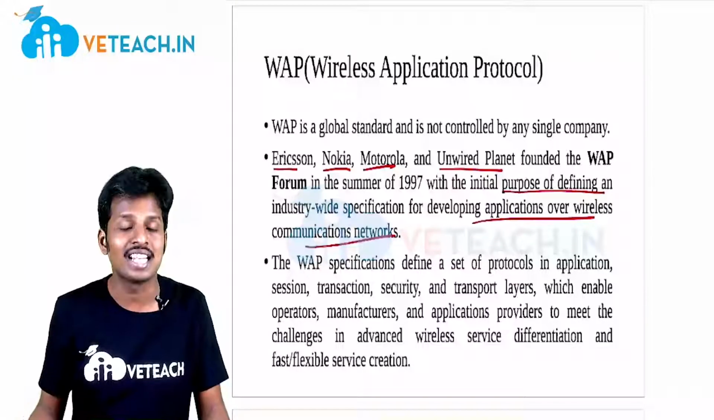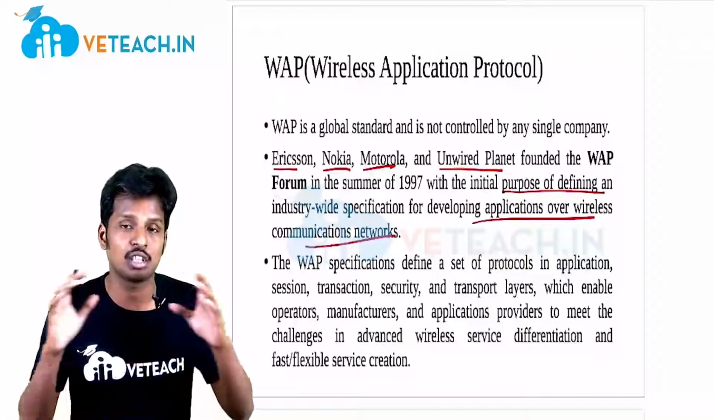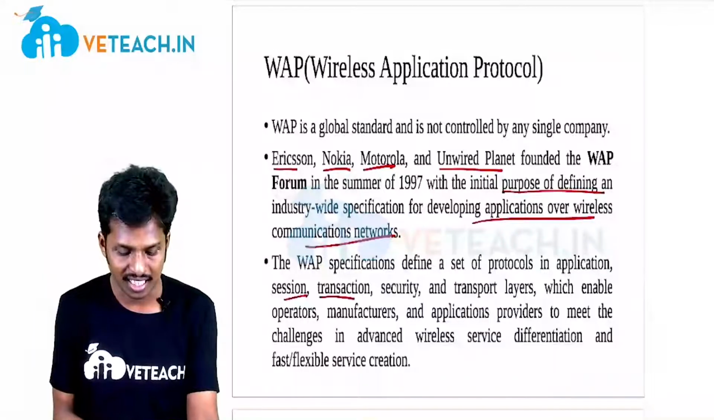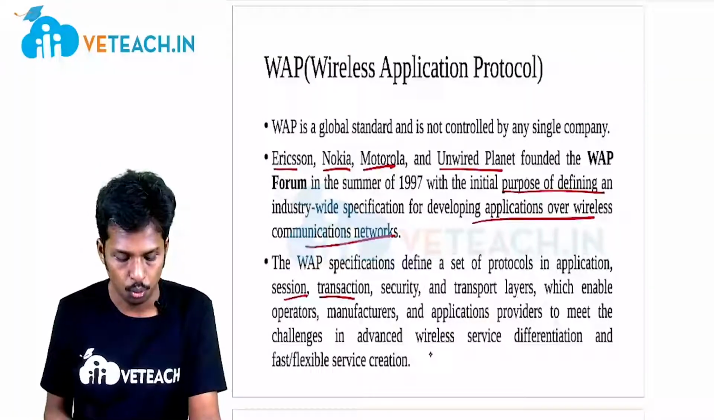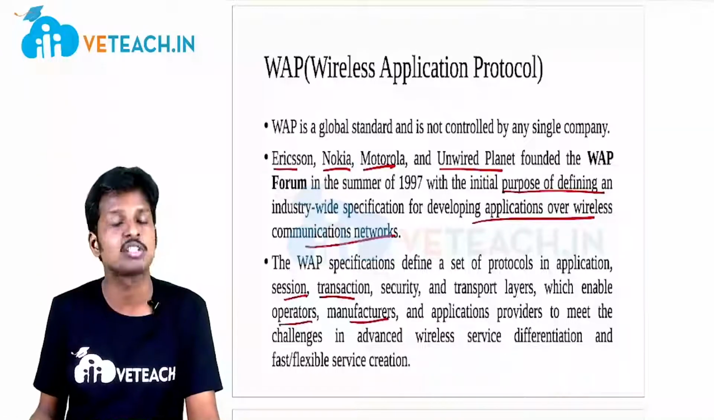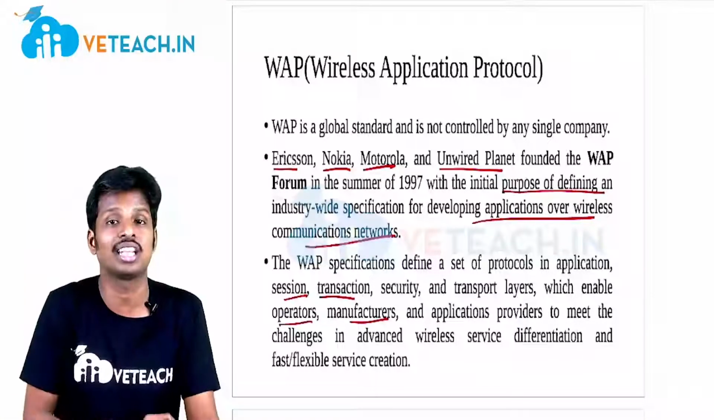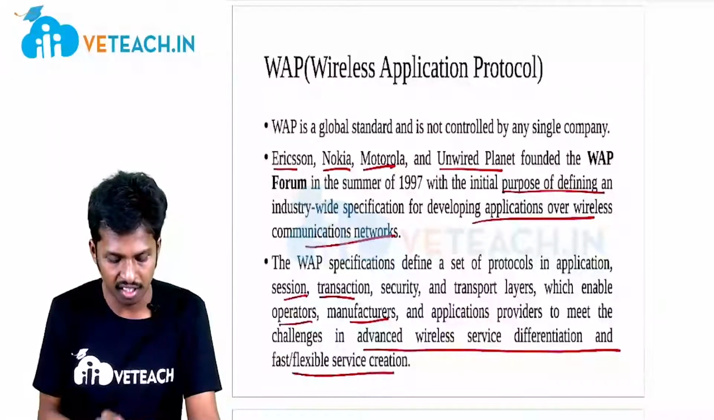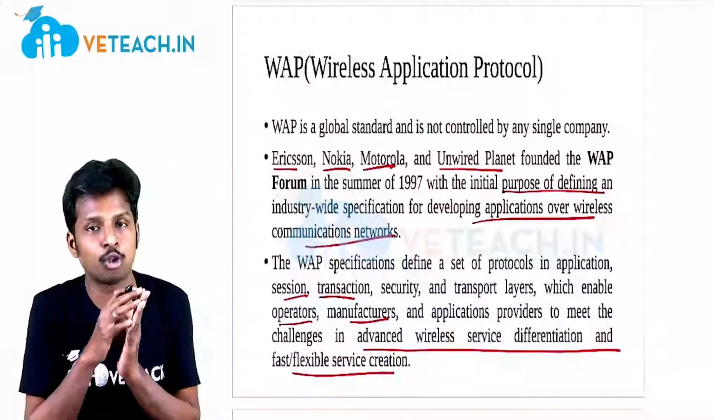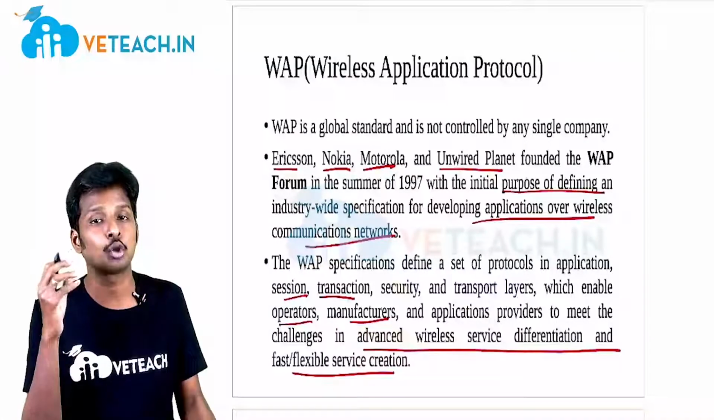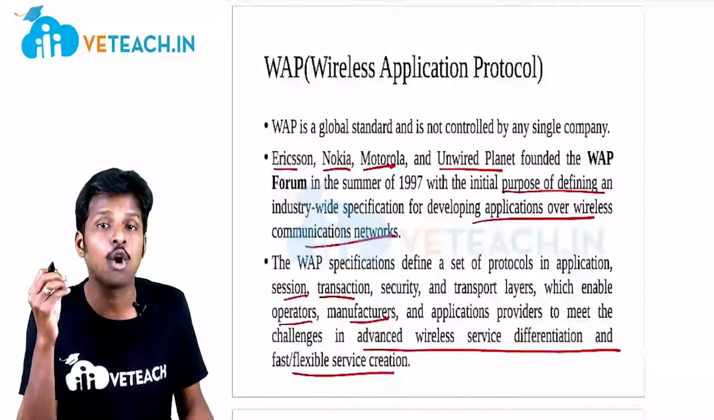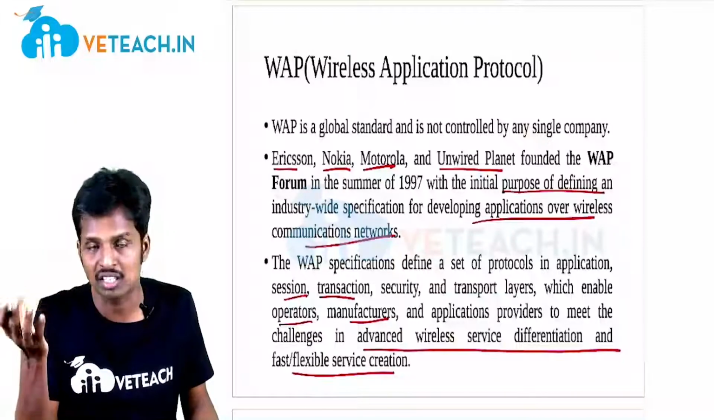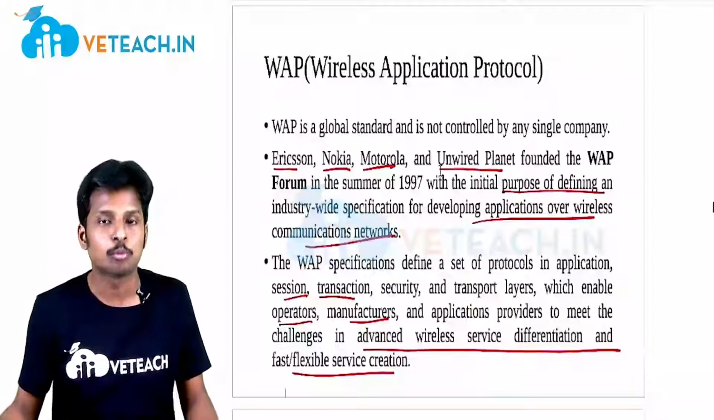The WAP specification defines a set of protocols in the application, session for session management, transaction management, security, and transport layers, which enable operators, manufacturers, and application providers to meet the specifications given by the WAP Forum. Challenges in advanced wireless service differentiation and fast service creation. So what the WAP Forum has done is create a set of rules for the services that have to be provided by all the service providers. Everyone has to obey them and function according to these layered protocols.